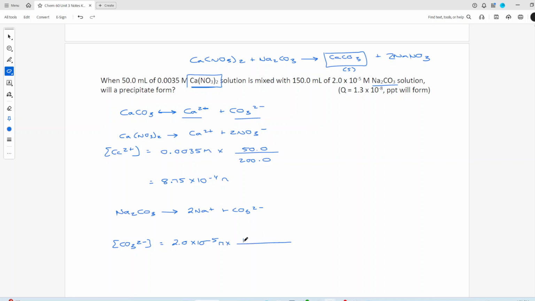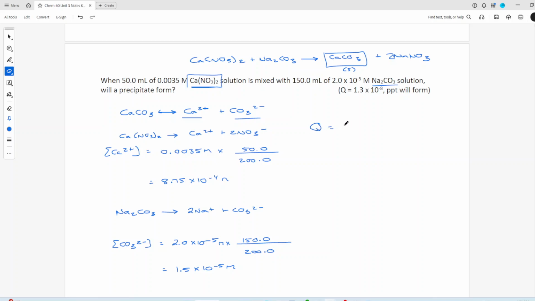So this one's starting with 150, diluted to a total volume of 200. So I'm going to do 2 times 10 to the negative 5 times 150 divided by 200, which gives me 1.5 times 10 to the negative 5. Then we get to move on to the Q.